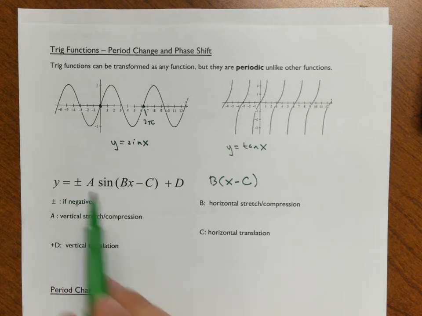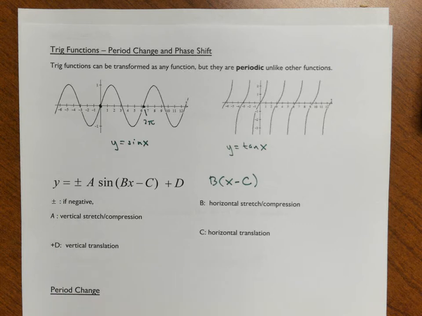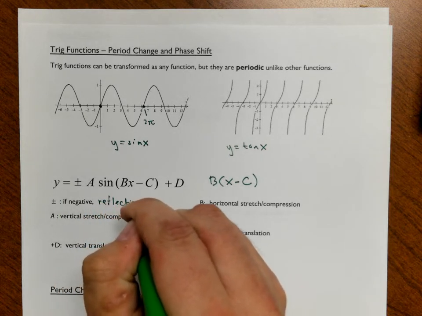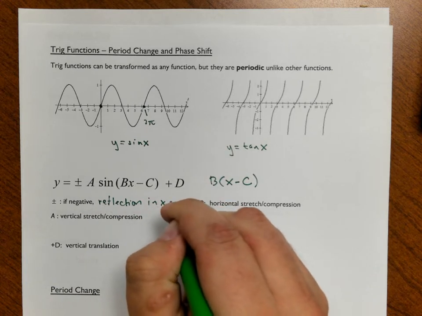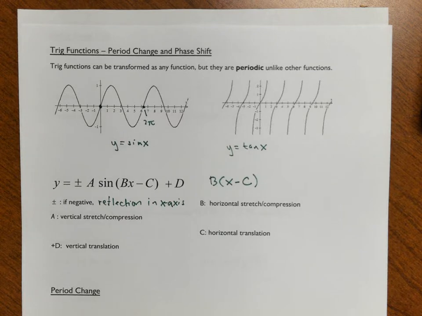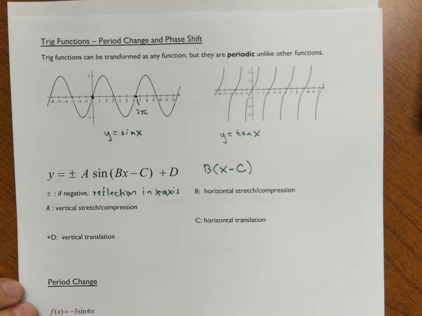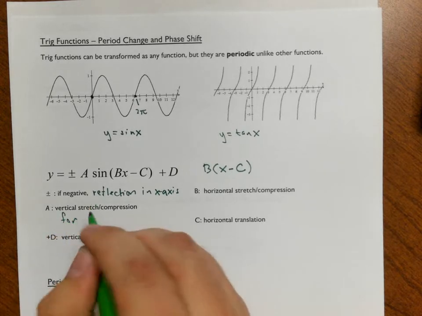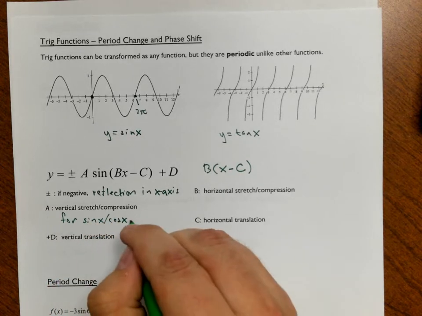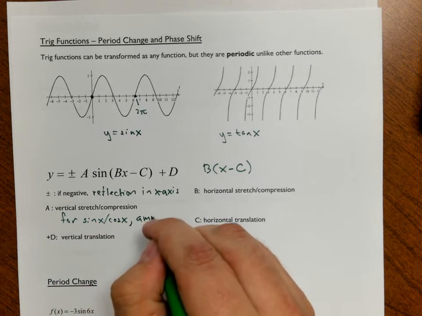When I have something like this, if there's a negative up front, then what that causes is a reflection in the x-axis. That's an up-down reflection. Things that are going up go down. Things that are up high move down low. This number a out in front is a vertical stretch or compression. For sine and cosine, this is something called the amplitude.